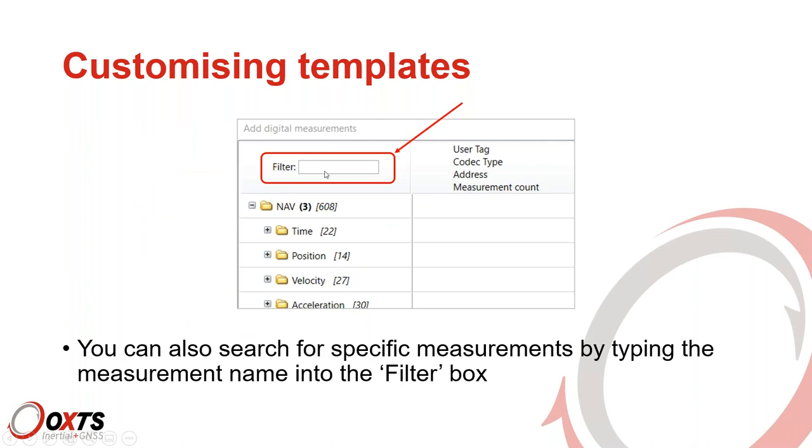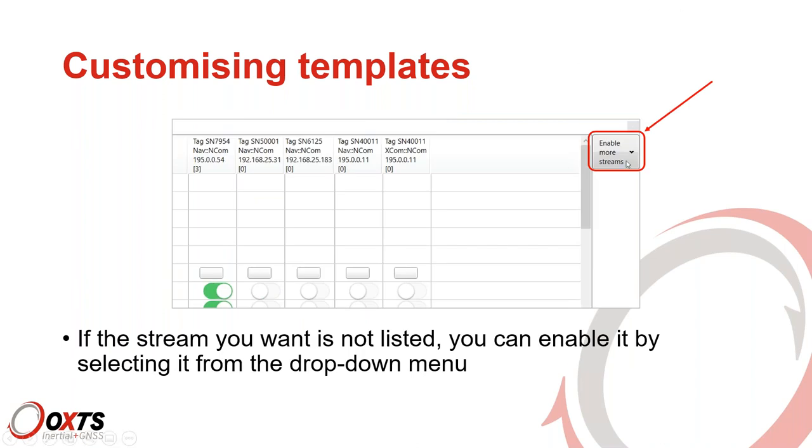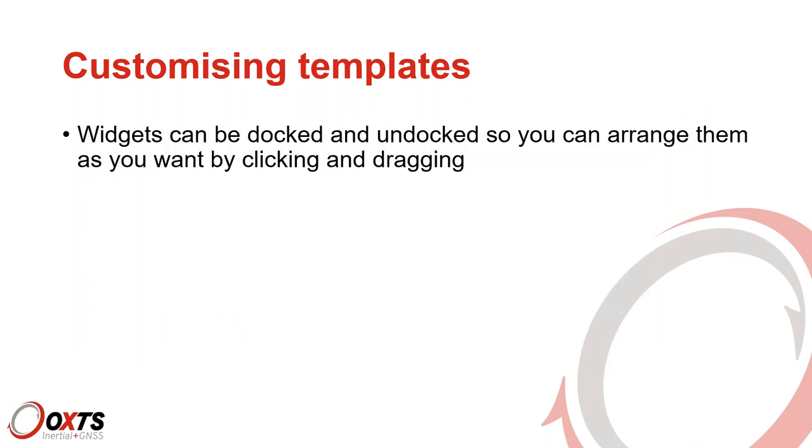This is the filter box if you want to search for a specific measurement by typing in the measurement name. And if you want to enable more streams, if yours isn't coming up on this list, you can just enable it in the drop down from this enable more streams.